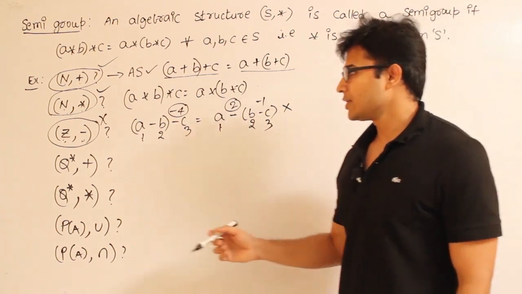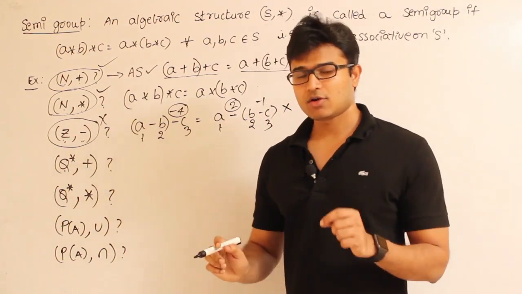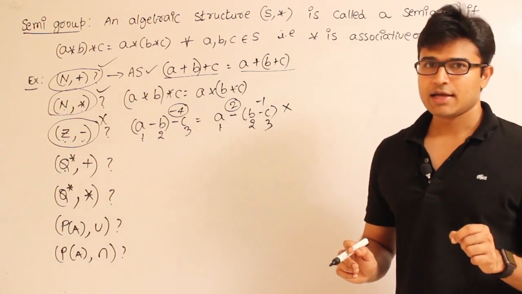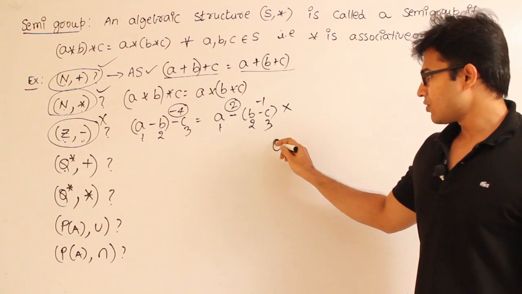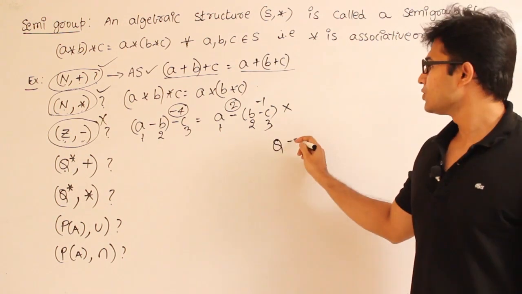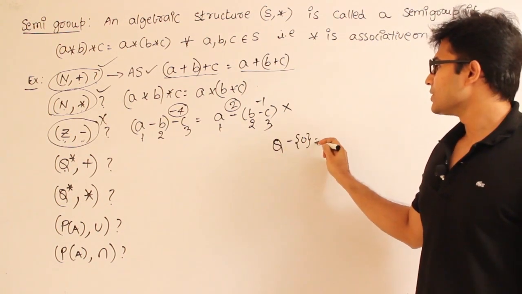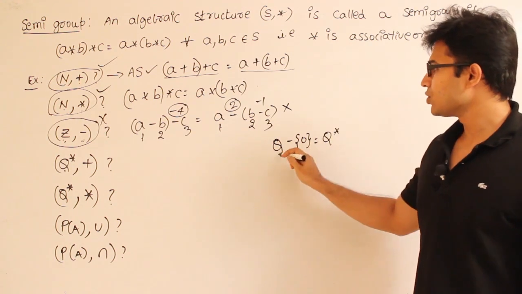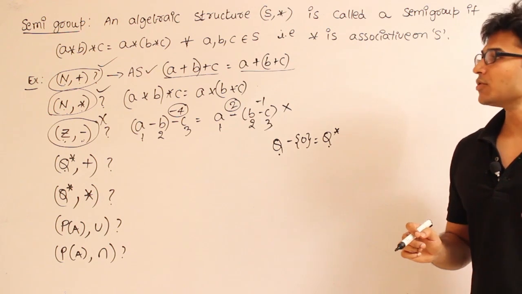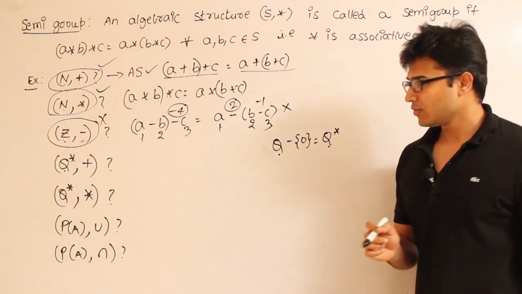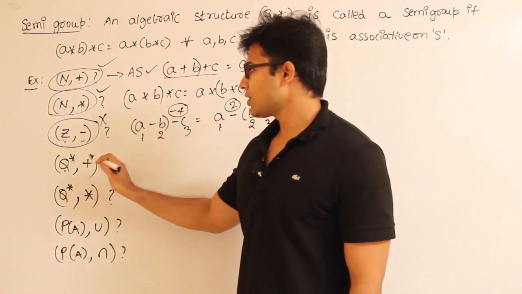Okay, so now assume that Q star is set of all rational numbers which are not having 0, which means if Q is set of all rational numbers, then Q minus 0 is Q star. So Q star is nothing but set of all rational numbers not including 0, right? So now what can you say about Q star and plus?